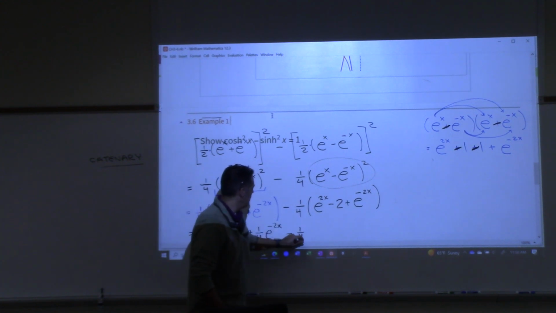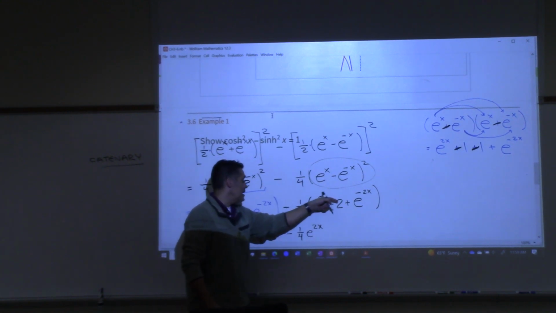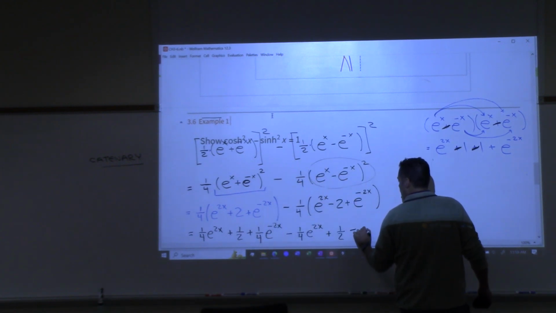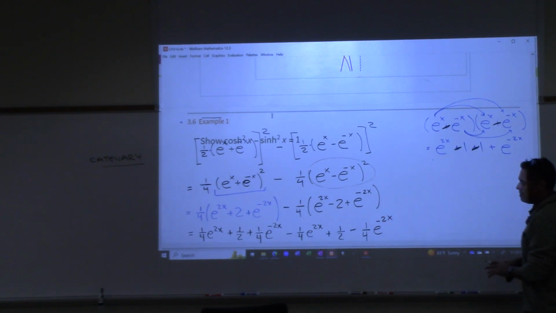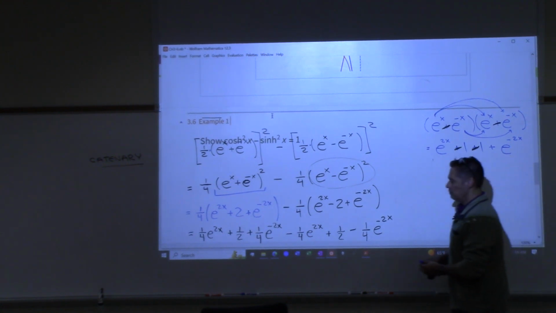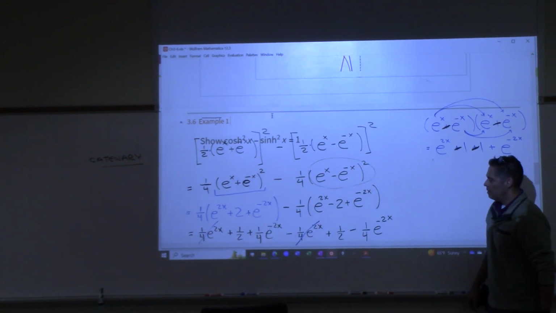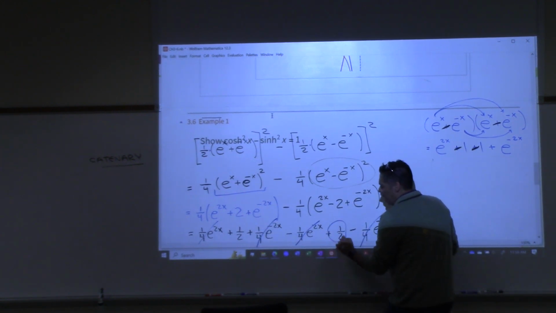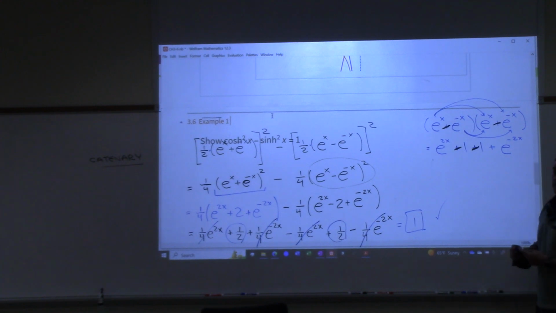Minus 1/4 e to the 2x. That's because a negative times a positive is negative. And then negative times negative gives me a positive half. And then a negative times a positive gives me a minus 1/4 e to the negative 2x. And who sees what happens now? Everything cancels except the halves. Right? This right here cancels with this one. And this one cancels with this one. And so all you're left with is a half plus a half, which is 1. So we have verified the identity.